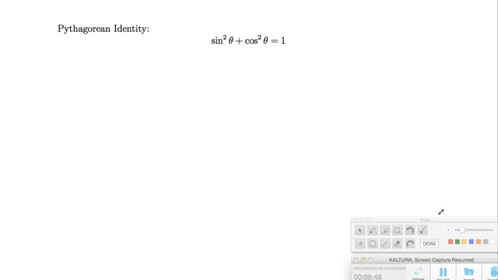Now there are a couple other identities that are very easily obtained from the original identity. The first one is if you consider sine squared theta plus cosine squared theta equals 1, that's just the original identity. Imagine dividing everything here by the cosine squared of theta.